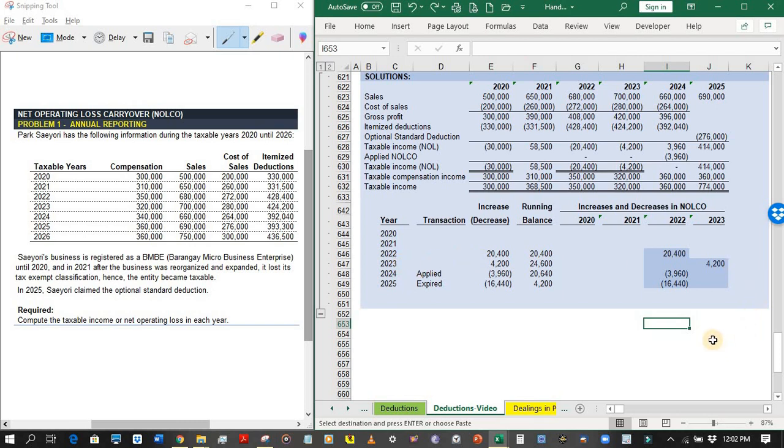So now let us proceed to 2026, the last year provided in our problem. For 2026, since there is no available information as to whether itemized or OSD was selected by the taxpayer, of course, our default deduction is itemized. So starting with sales of 750,000, we can now deduct the cost of sales of 300,000. So that is why our gross profit is 450,000 pesos. And our itemized deduction in 2026 is 436,500.